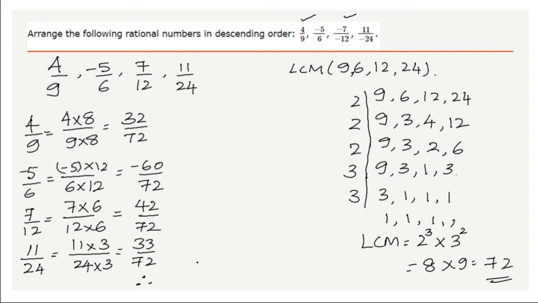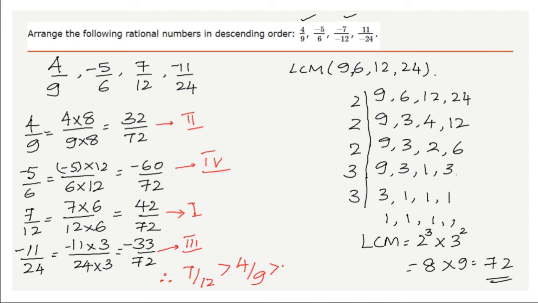Therefore, the descending order will start with the highest numerator. Here the larger numerator is. So here I made a mistake. This is negative 11. So this is negative 33. To write in order, let me order them. This will be the largest, so it has to be first. This has to be second. This has to be third. And this has to be fourth. Therefore, 7 by 12 is larger compared to 4 by 9, which is larger compared to negative 11 by 24, which is larger compared to negative 5 by 6. This is the descending order.